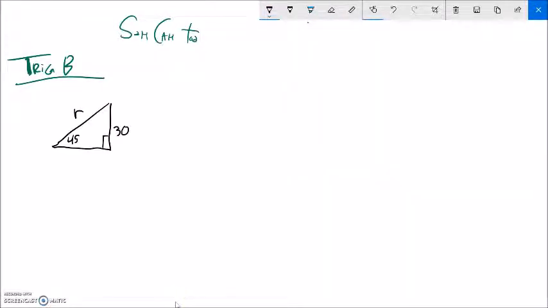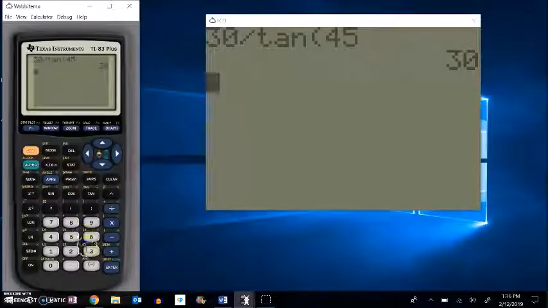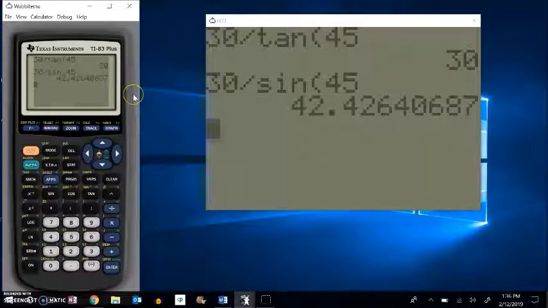All right, so for this triangle, I know this is a 45 degree angle. This side's 30 and the hypotenuse is r. So this one looks like, from this angle, I know opposite and hypotenuse, that would be sine. So sine of 45 is going to be opposite over hypotenuse. So I'm going to solve for r, get r all alone. I'm going to multiply by r to get it out of that denominator. Then I can divide by that sine 45. So 30 divided by sine of 45 degrees. Let me shove that into my calculator. 30 divided by sine of 45 degrees, 42.426.